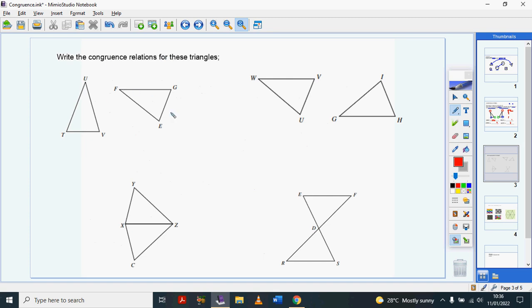And then we also have these ones here. Again, write the congruence relations for these triangles. I'm just going to do one, then I'll ask you guys to do the others. I'm going to do this one over here. So we have X, Y, and Z. Step one is to figure out what, because you have two triangles. You have X, Y, and Z, and then you also have X, Z, and C.